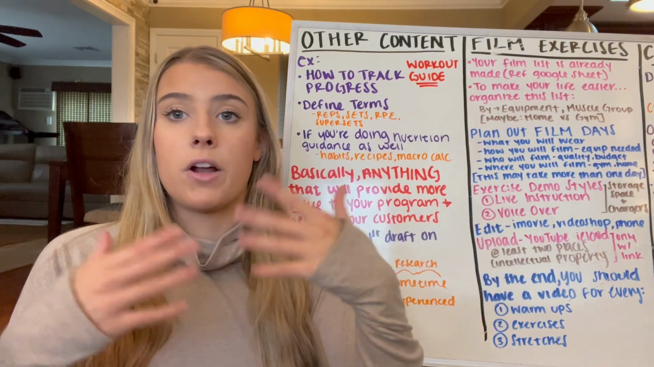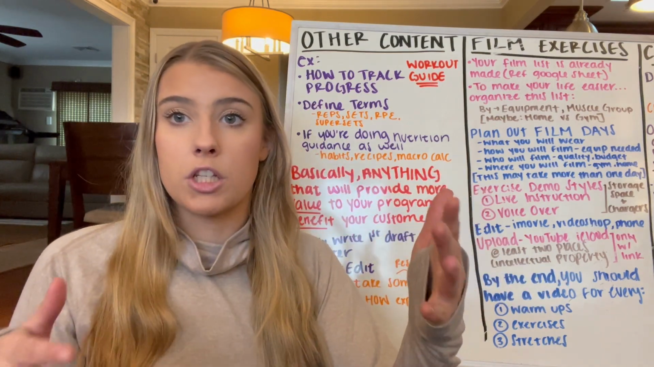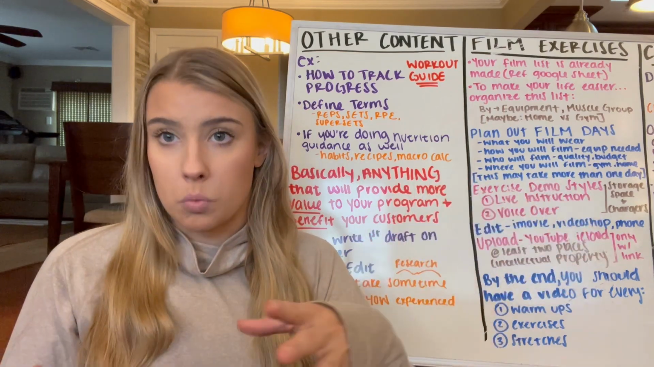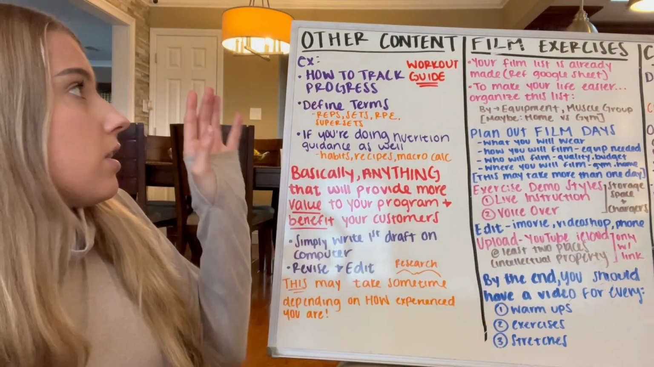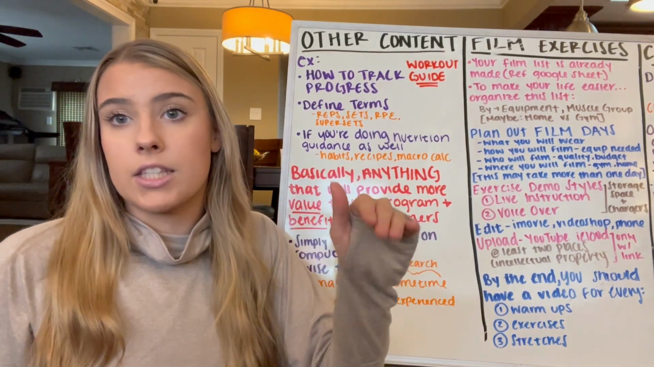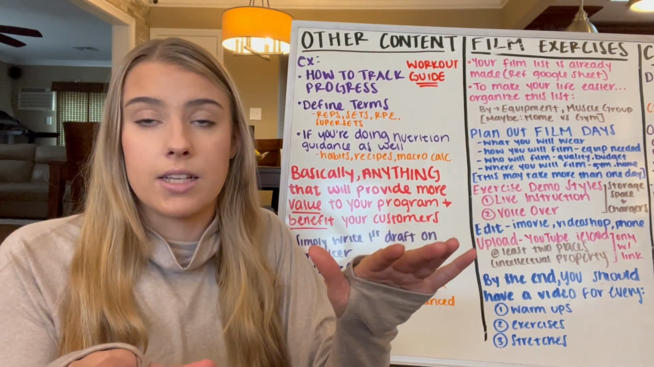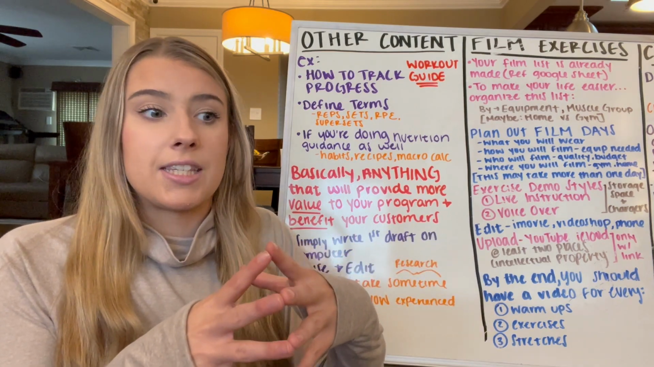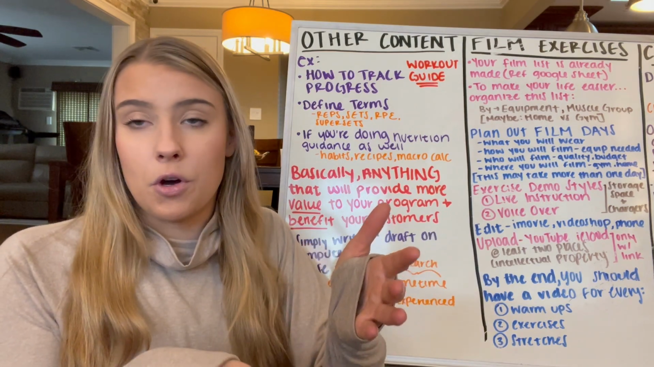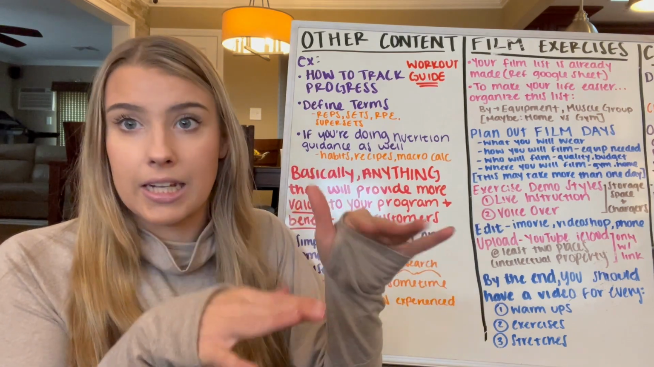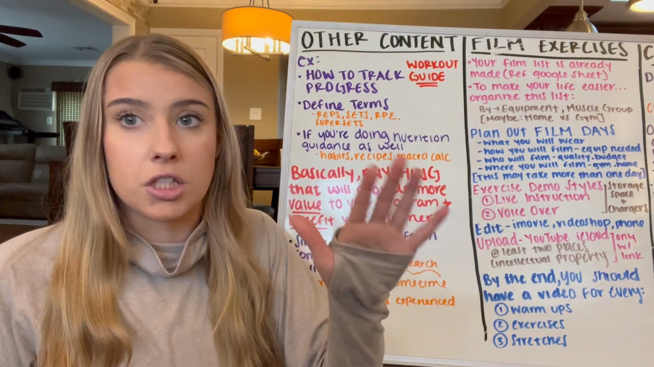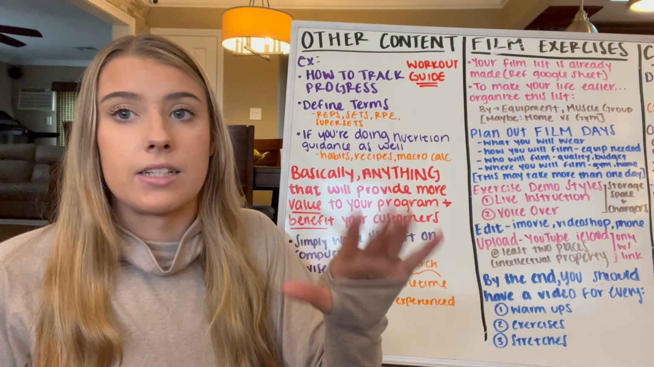So now you just have to define what extra value you're going to bring to the program outside of just workouts. Okay, so I call this other content. And for this, you don't have to make this super fancy. This isn't the design process yet. This is just simply writing it down in a notebook, or even better, taking out a blank Google Doc and just jotting down some ideas.